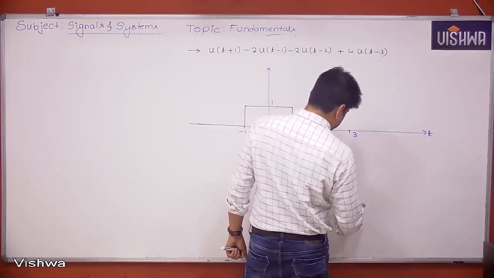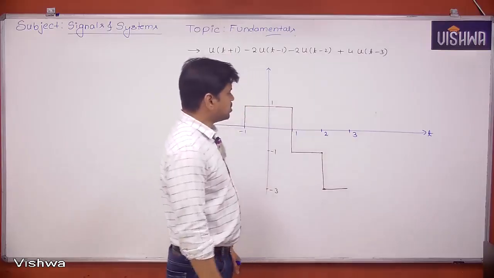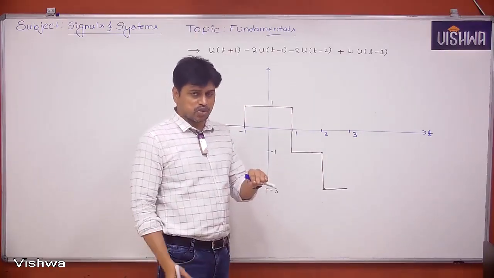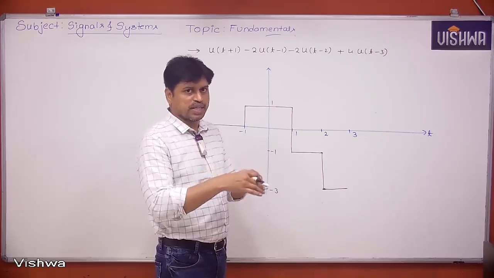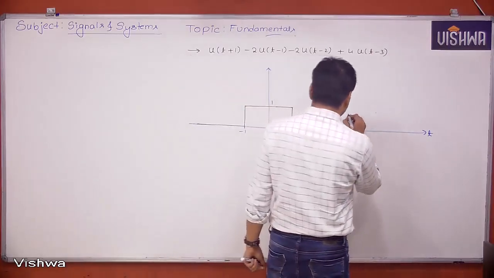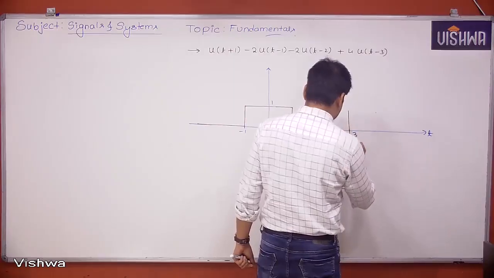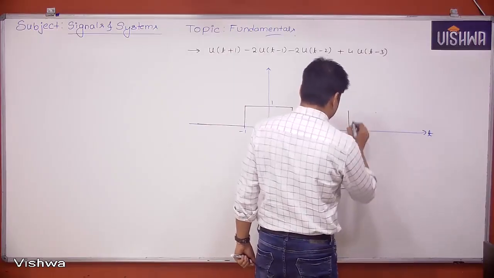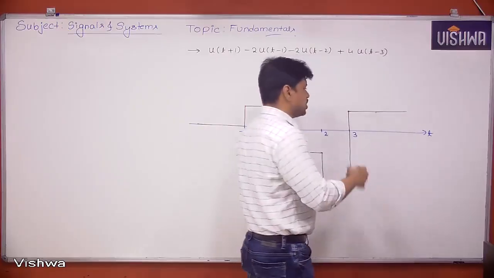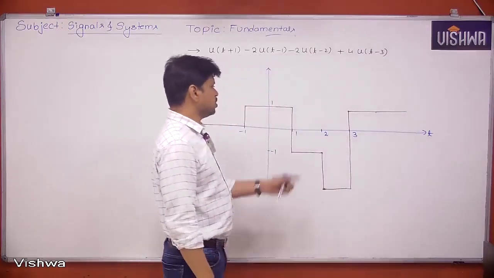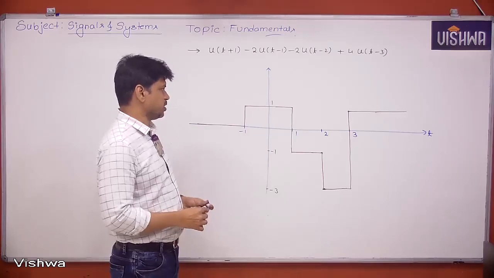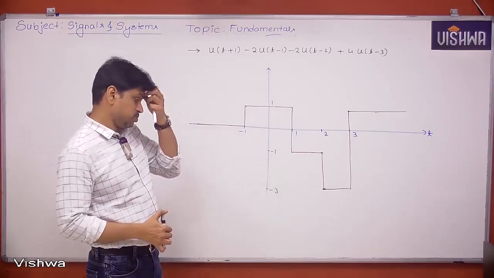Up to next discontinuity. At 3, it is introducing +4. Already -3 is the amplitude. If I introduce +4, then the new value is going to be +1. So it will jump to a new value which is +1. And it will continue like that. Why? Because there is no next discontinuity point. So it will go up to infinity like that. Final amplitude is 1. Okay, take it.